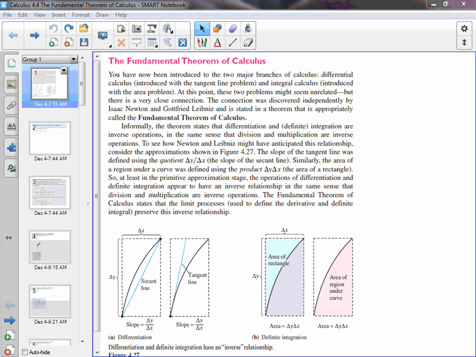All right. The fundamental theorem of calculus. Page 282 is where we're going to start. We're going to do a little reading here.